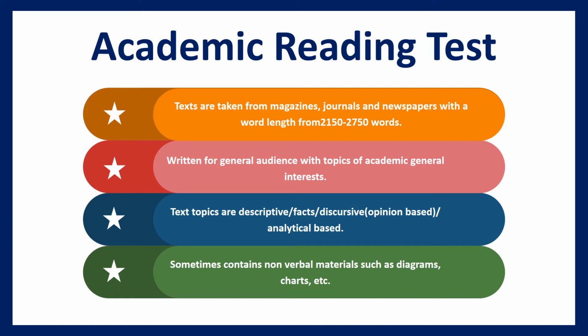The reading test for the academic and the general module are slightly different. So first, let us take a look at the academic reading test. Here, the texts are taken from magazines, journals, and newspapers with a word length from 2150 to 2750 words. These texts are written for a general audience with topics of academic general interests. These topics are descriptive, factual, discursive, or analytical based. Sometimes they also contain non-verbal materials such as diagrams, charts, etc.